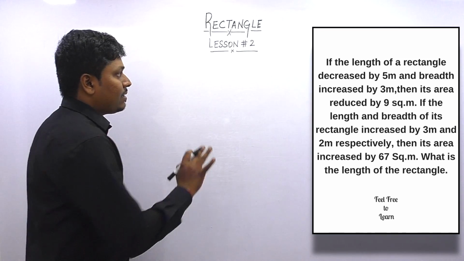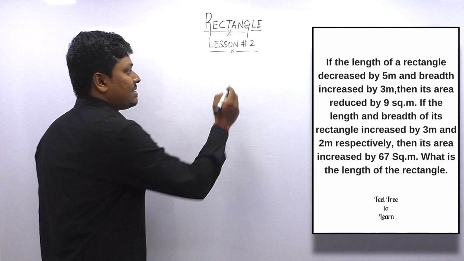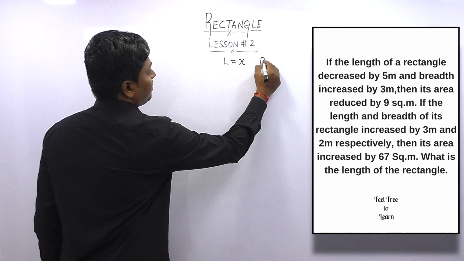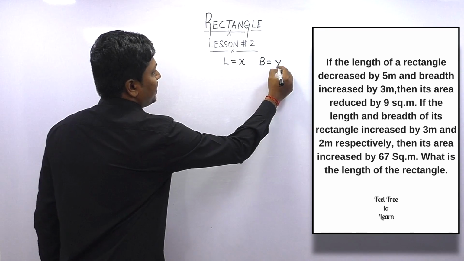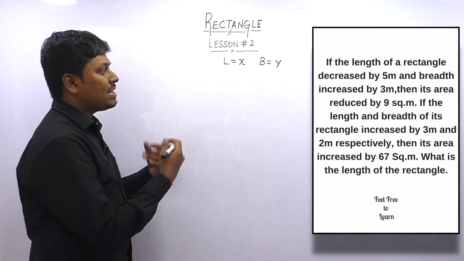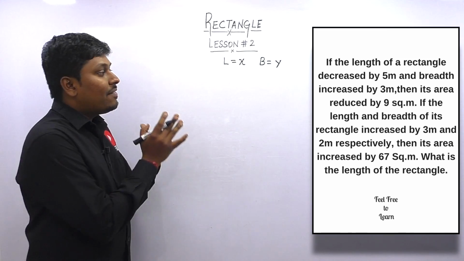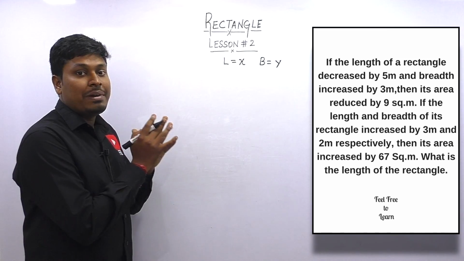So let me do one thing. We can frame this as the first equation. Listen here, in both the cases we can fix the length as x and the breadth as y, because in both the cases we don't know the length and breadth. So let me fix length as x and breadth as y. So in the first condition, what they are saying is the area is reduced by 9 square meter.